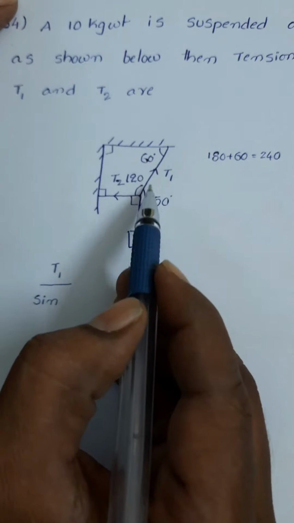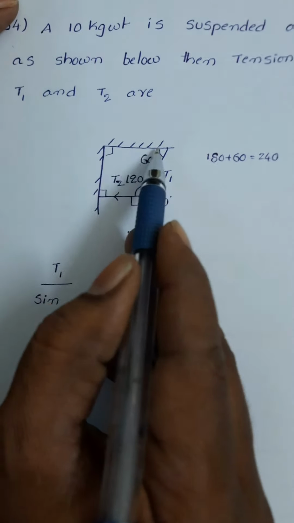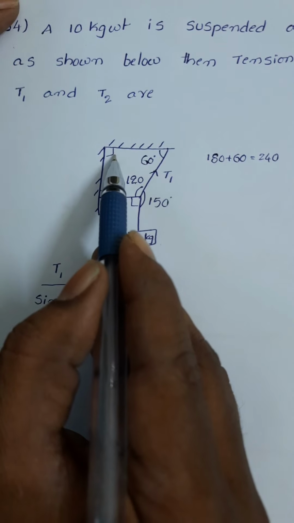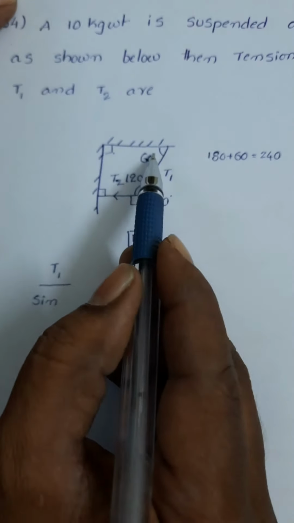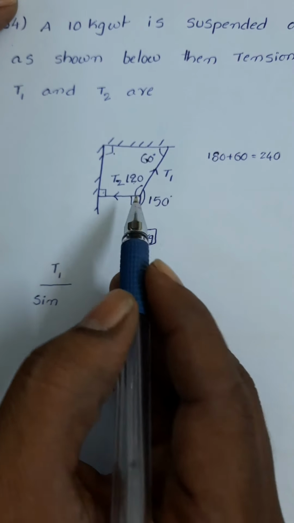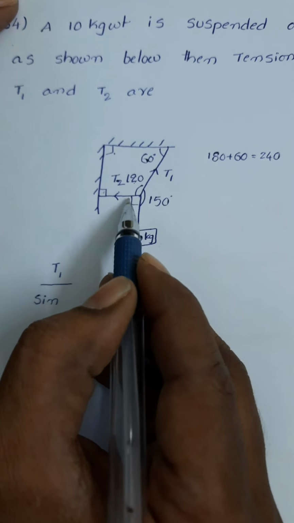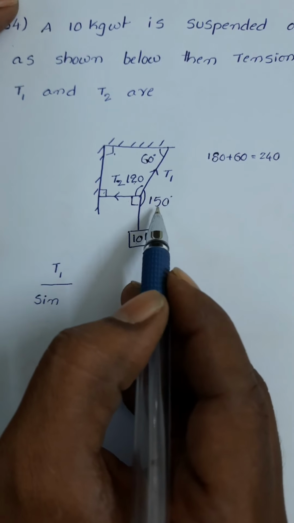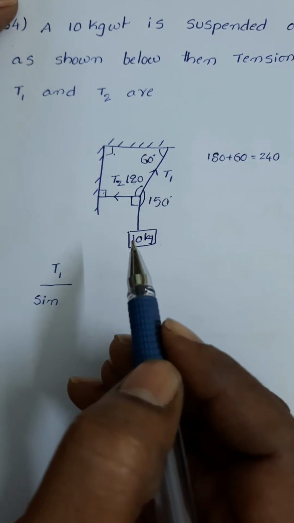So here it forms a quadrilateral. In a quadrilateral, the sum of 4 angles is equal to 360 degrees. Here 90, here 90, 180 plus 60, that is equal to 240. So the remaining angle is 120. And the sum of these 3 angles is equal to 360. Here 120, this angle is a right angle, so the remaining angle is equal to 150 degrees.